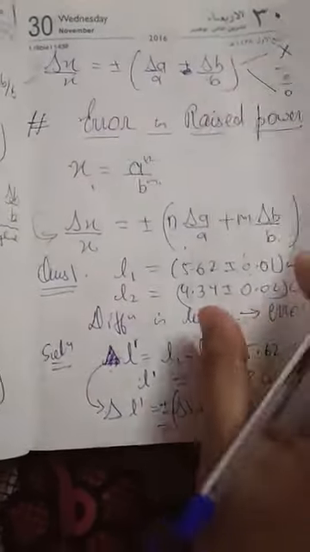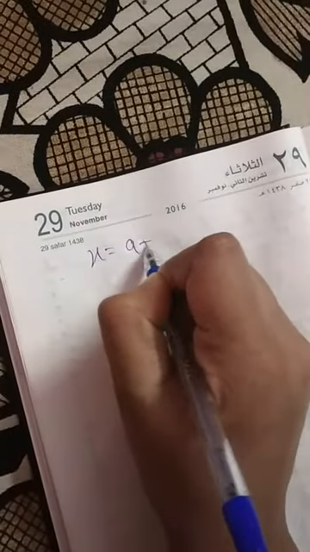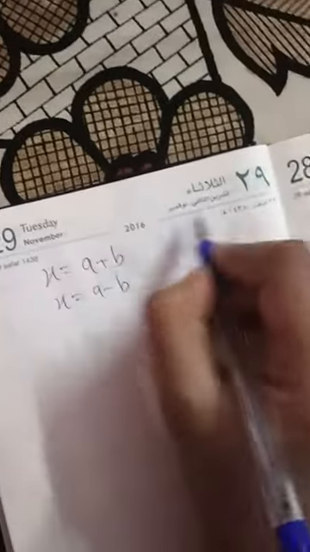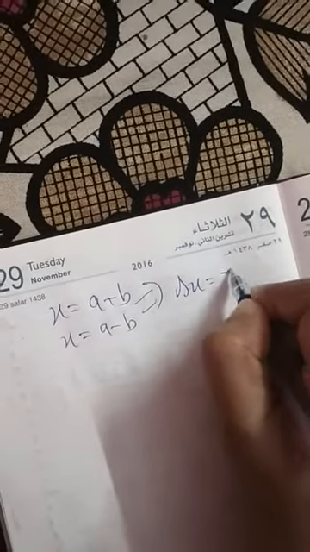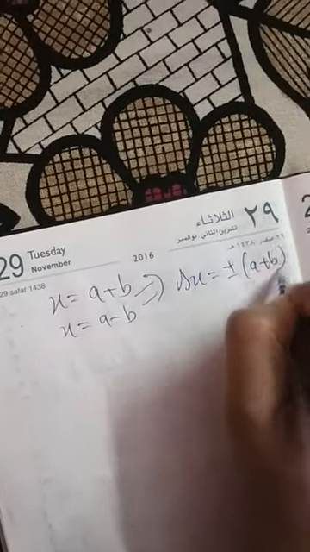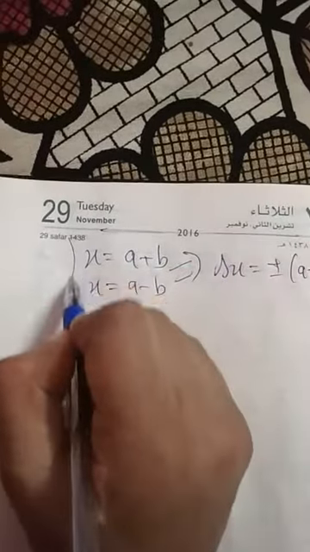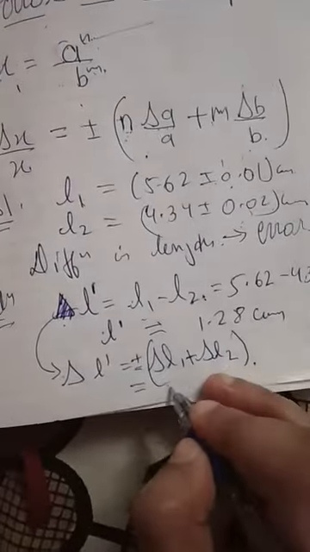And for a sum, suppose you have a formula x is equal to a plus b, or x is equal to a minus b, in both cases your delta x will be plus minus delta a plus delta b. Okay, this is in short I am telling you, just to watch the video. Okay, so come back to our question.